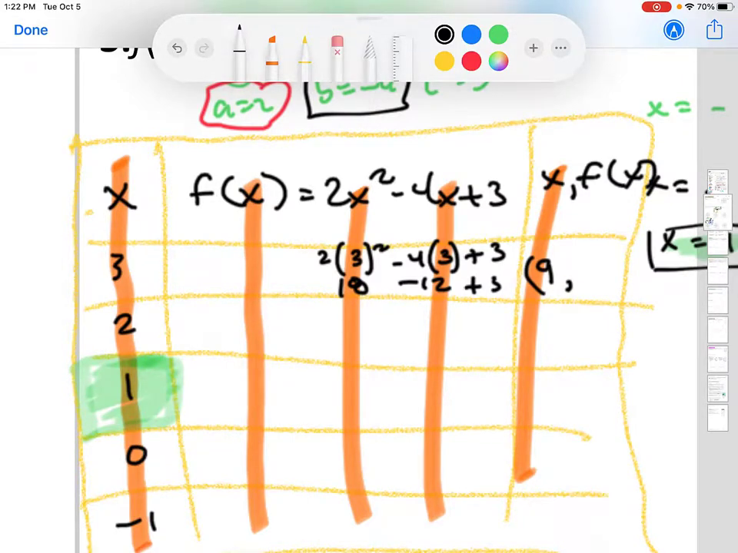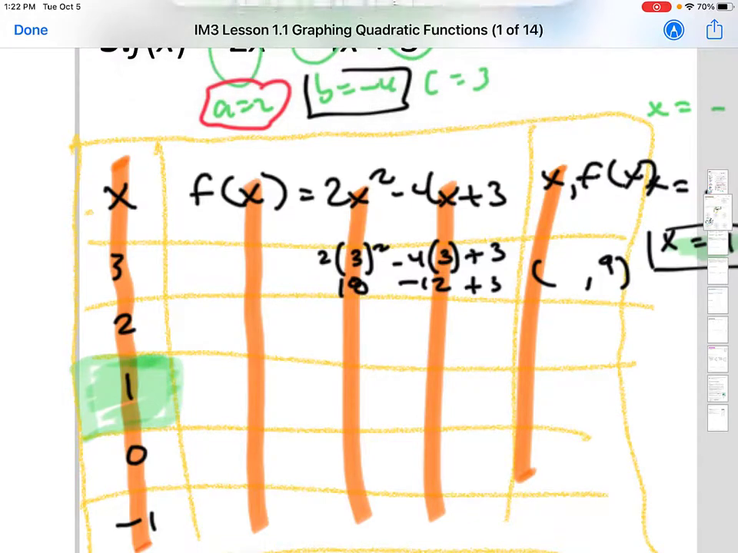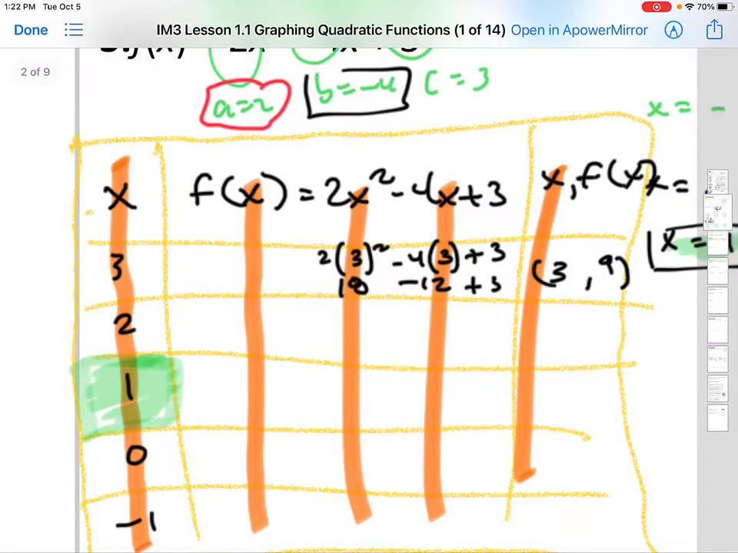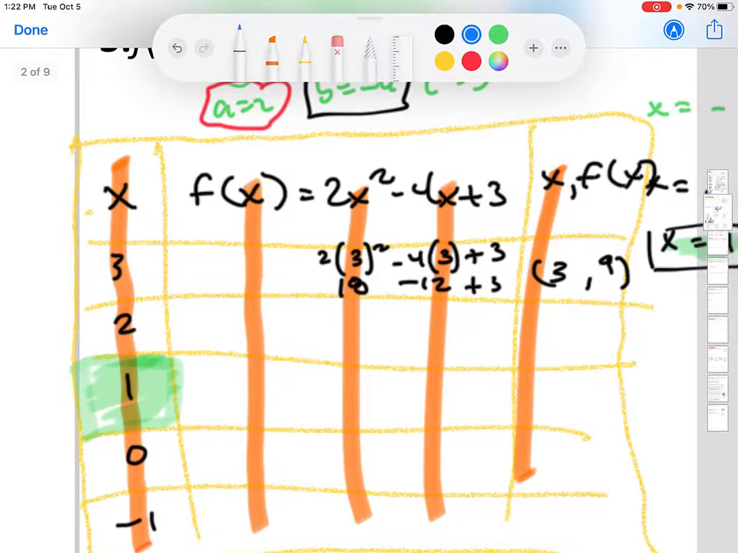Whoops! Do you see my mistake? 9 should not go there. That should go for your output or your answer. X was in orange, so that would be 3, 9. All right, let's go ahead and try 2 now. Remember, every time put in parentheses, order of operations, parentheses, exponent, so 2 squared is 4, 4 times 2 is 8.